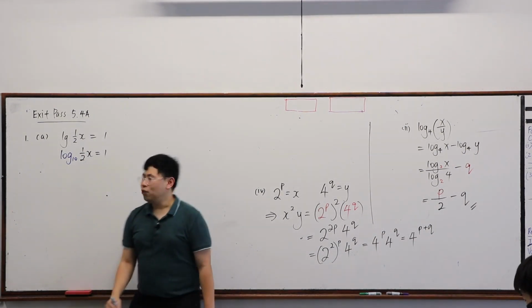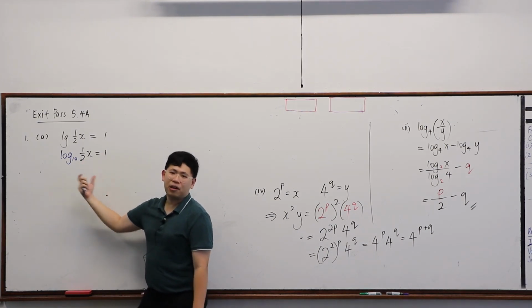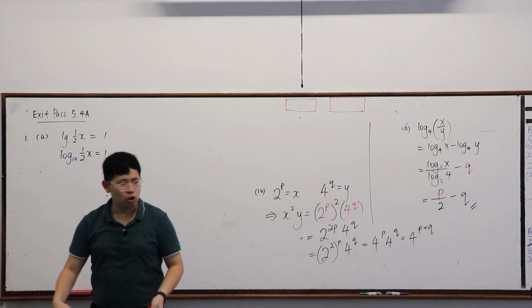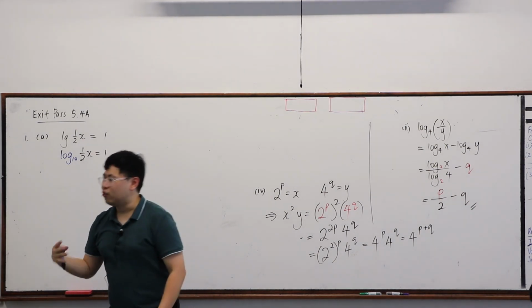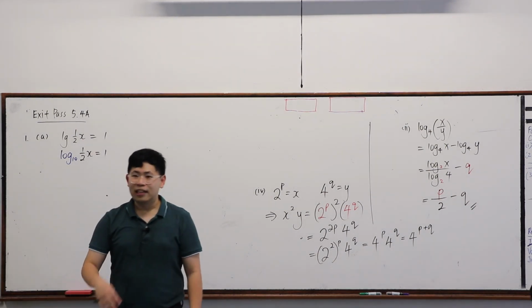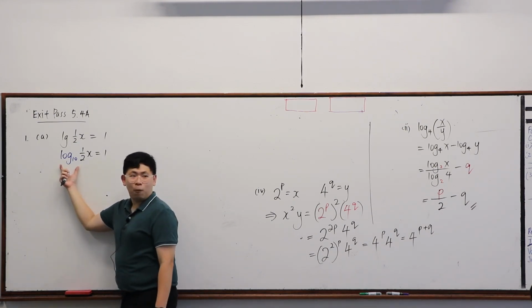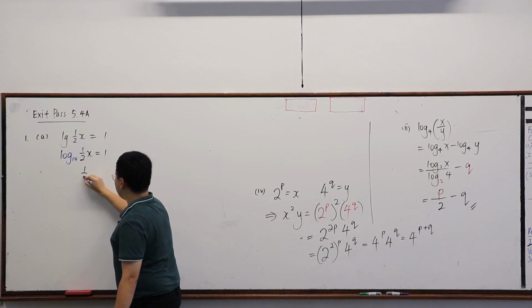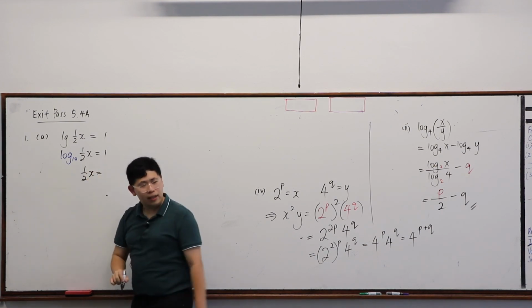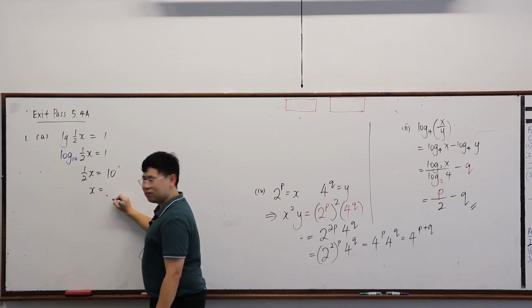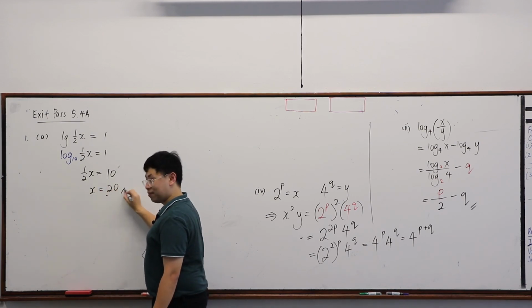Alright, so the unknown is inside the logarithm. So as usual, when you want to solve an equation, it's like going home, you take out your shoe first, the outer one first. So the outer one is your log base 10. So you remove the log base 10 by converting to index form: 10 to the power of 1. So x is equal to 20, like that.